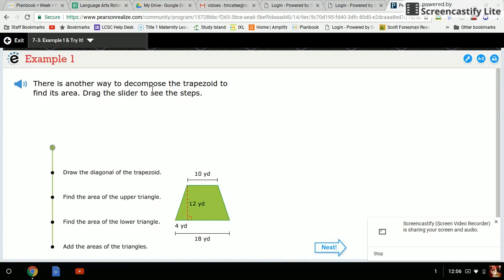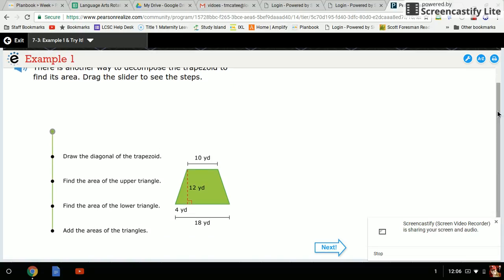There is another way to decompose the trapezoid to find this area. Drag the slider to see the steps. You could draw the diagonal of the trapezoid. You see that there are two triangles now. Sorry, I skipped one. Find the area of the upper triangle, which is this one right here. You could find the area of the lower triangle, which is this one right here.